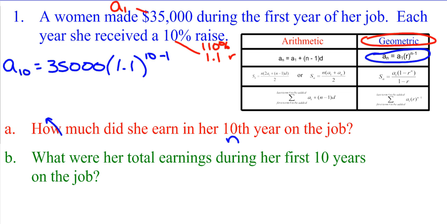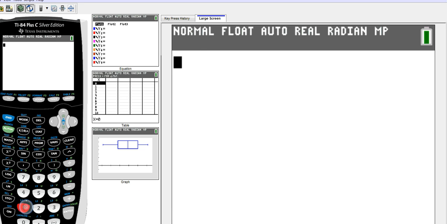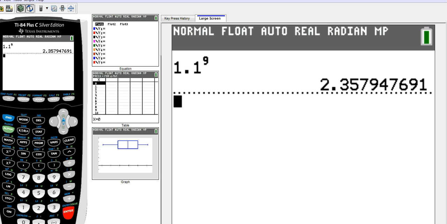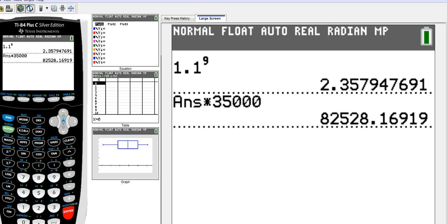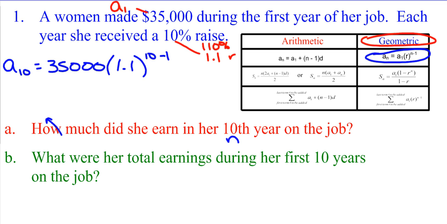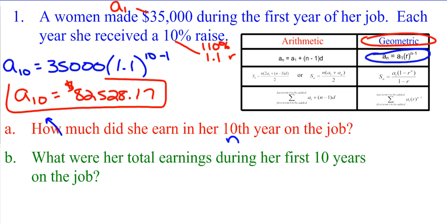So really what I need to do is I need to go to my calculator. I'm going to take 1.1 to the 9th power, and then I'm going to times that by 35,000. And I get $82,528.17. So I'll come back to my screen here. And I'd say in her 10th year, she's making $82,528.17. So think about that. If you have a starting job there, look at what you're making after 10 years with 10% raise. That'd be a lot more money.